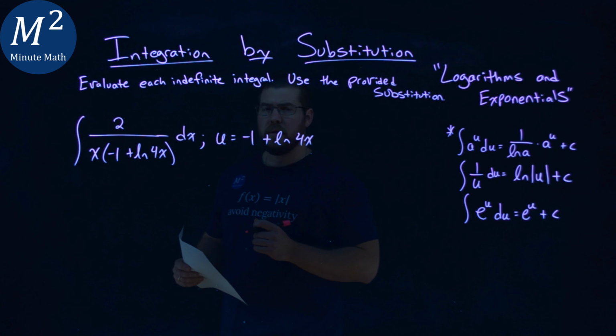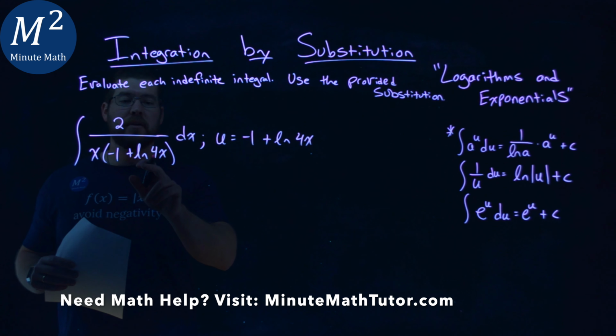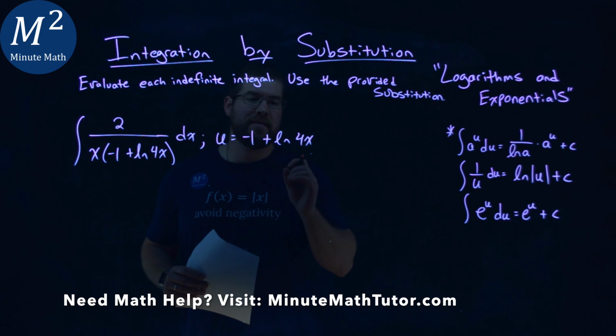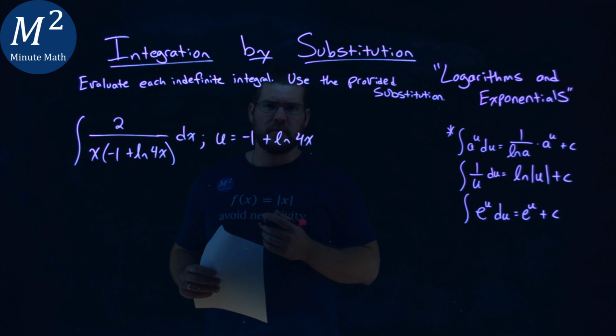We're given this problem right here, the integral of 2 over x times a negative 1 plus natural log of 4x dx, and a u value of negative 1 plus natural log of 4x, and we have to evaluate this indefinite integral.